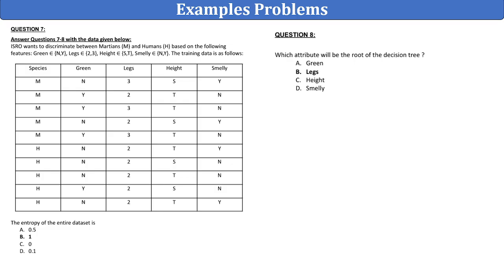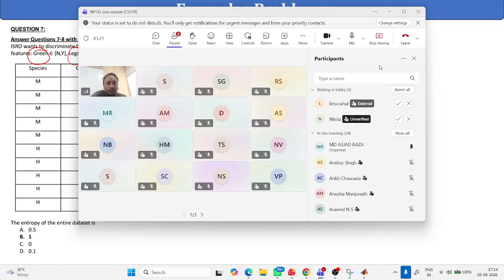So what we have is Martians and humans, the two species. Based on the following features, we have green, then legs, then height, and then smelly. And we have to do the training of the data also. So which attribute will be the root of the decision tree? This is a typical decision tree problem.